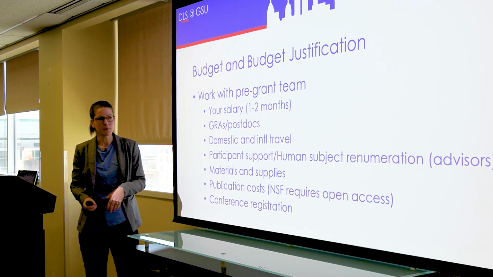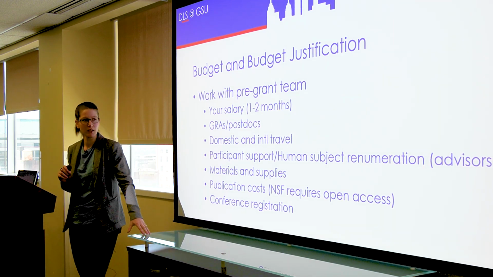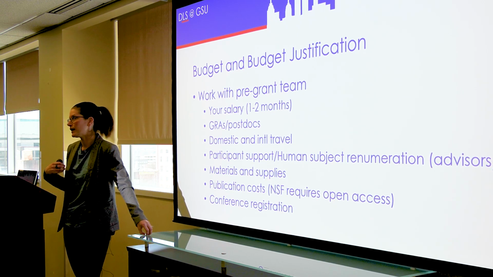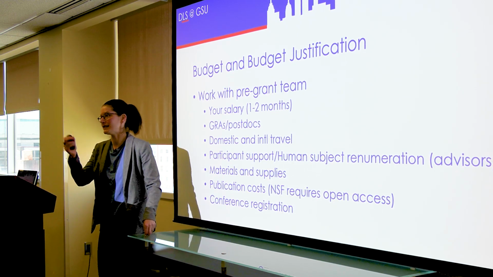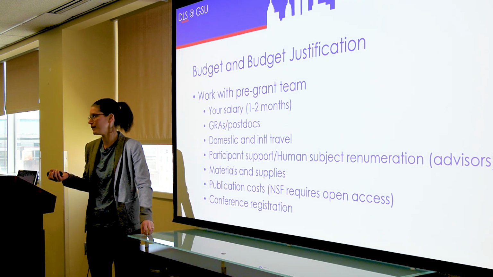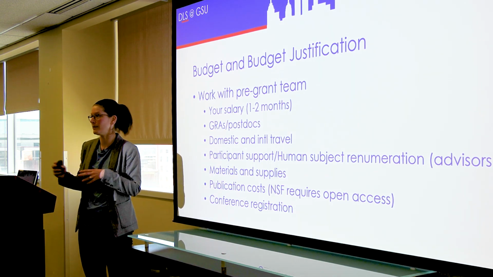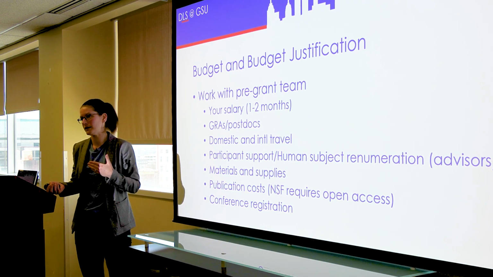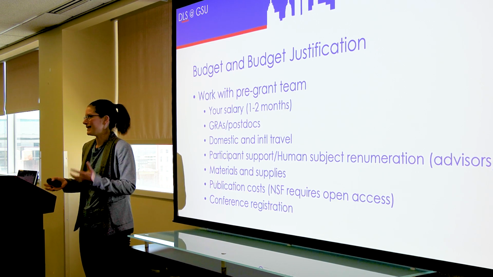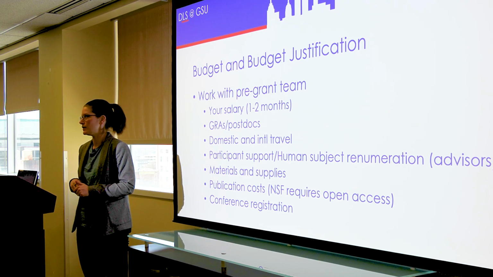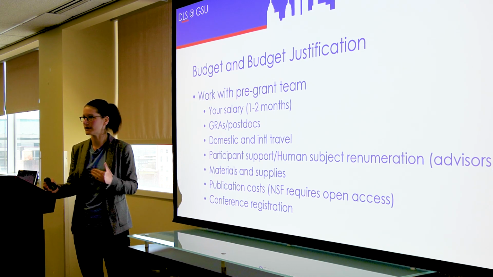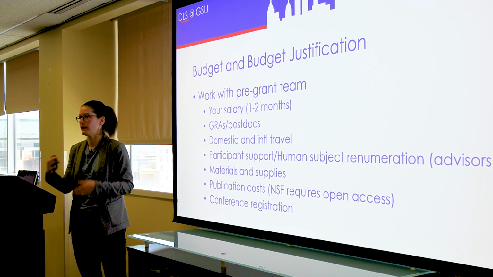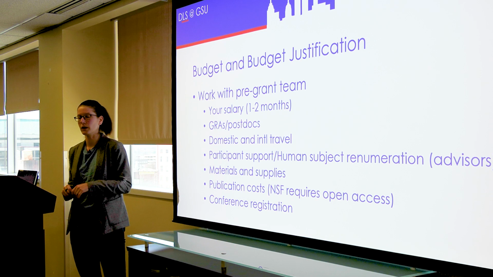Participant support and human subject remuneration. This would include any advisory board members that you have. So my advisory board, I said that they were going to serve more than the usual advisory board, that they were also going to be my mentors. So I budgeted appropriately for that. For a normal advisory board, I'd say it's about $500 as a stipend to $1,000, depending on how much you're asking. For my advisors, I paid them $1,500 a year so that we had more time to work with.